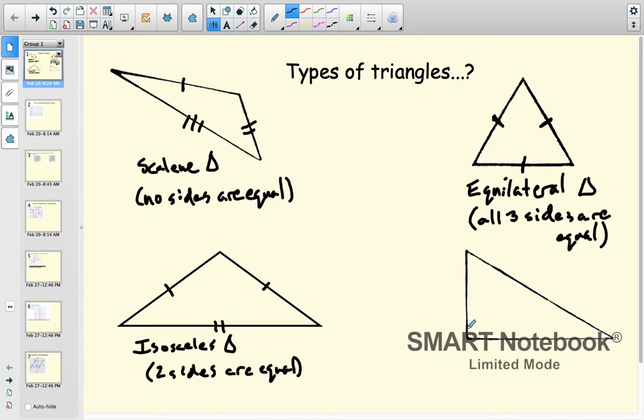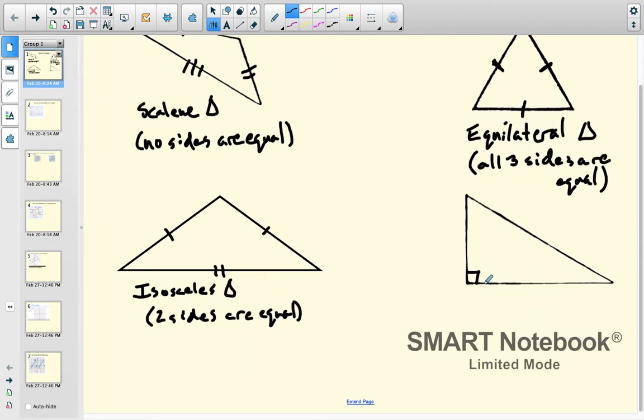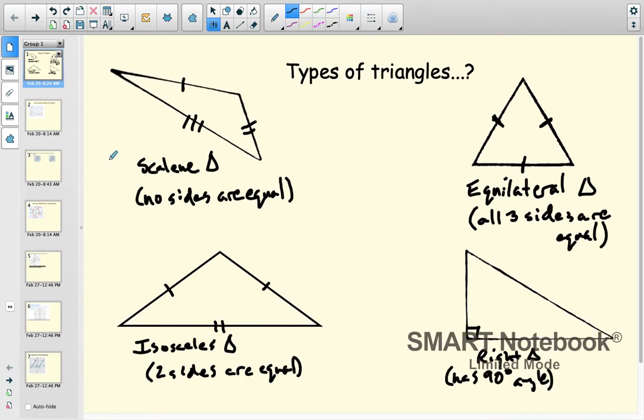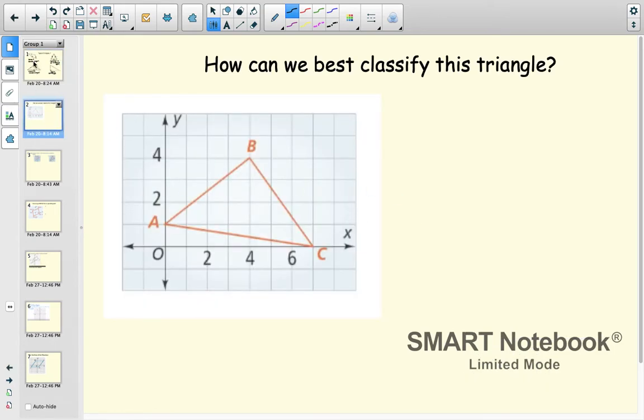And then here, this is just a different one, a right triangle. We'll just keep using this symbol for triangle, and that has a 90-degree angle. Okay, so we got four types: scalene, equilateral, isosceles, and a right triangle. So let's move on, and we're going to figure out which one this is.